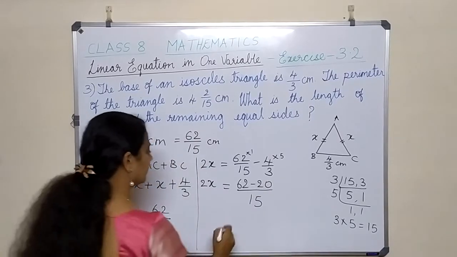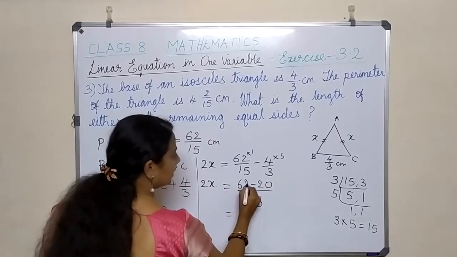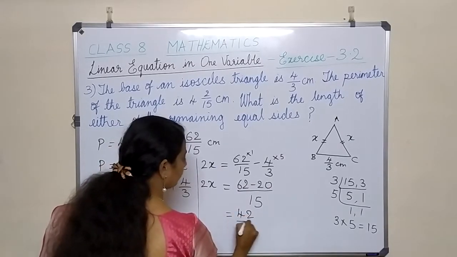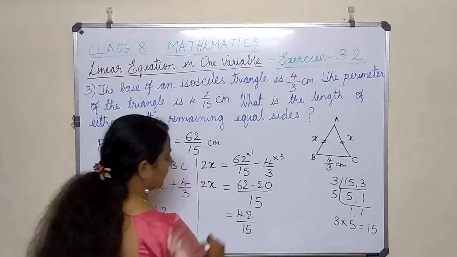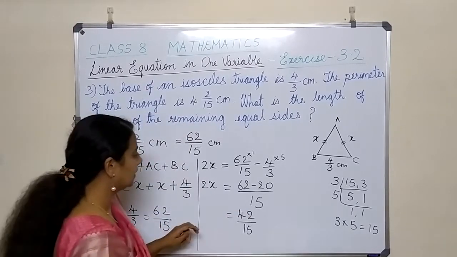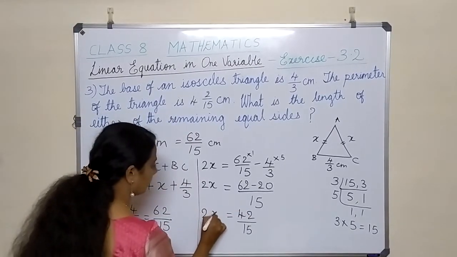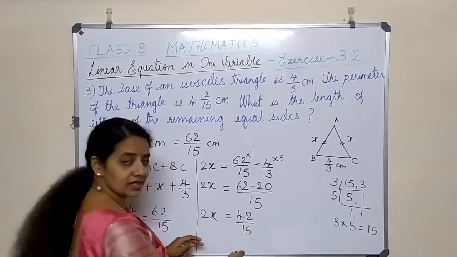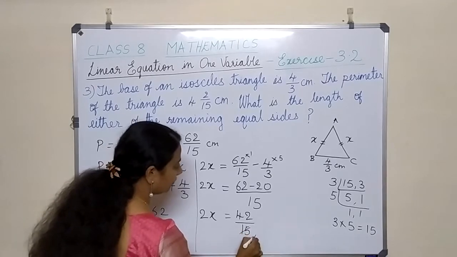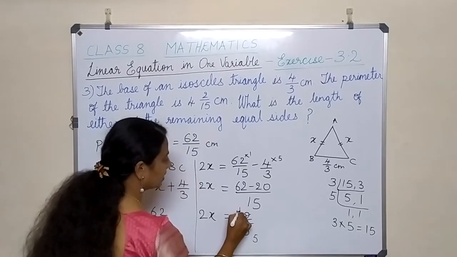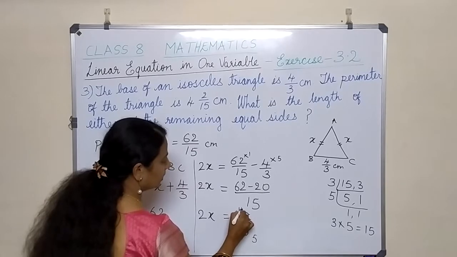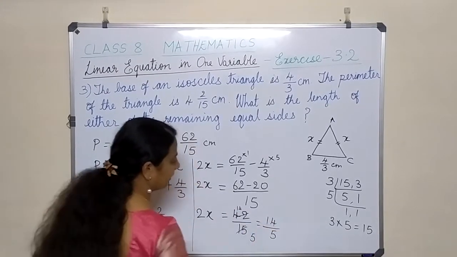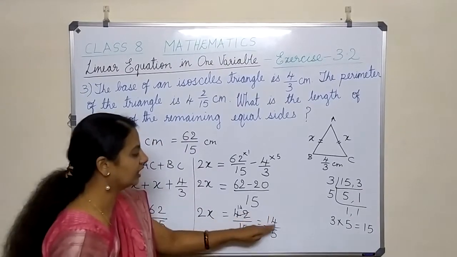Understood, children? What is 62 minus 20? It is 42. 42 by 15. This 2x as it is we will write down here. Now, can we solve this further? Yes, we can simplify this. 3 fives are 15, 3 fourteens are 42, so this is 14 by 5. So 2x equals 14 by 5.